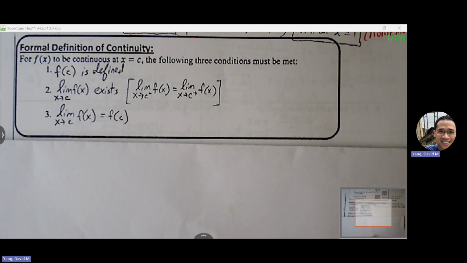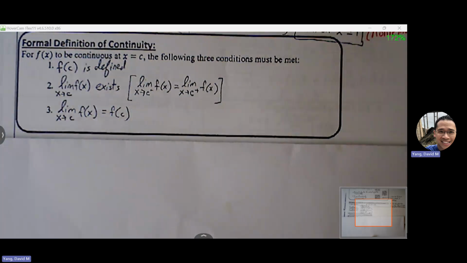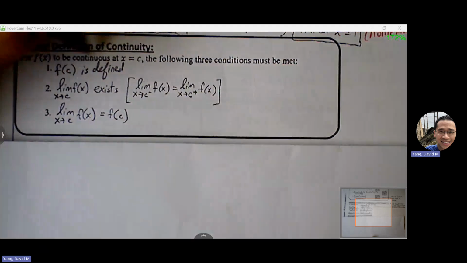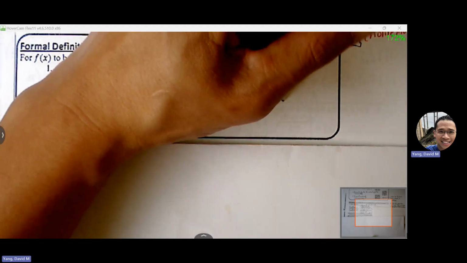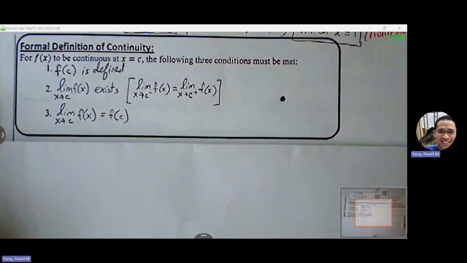The first condition is whatever point we're referring to, and the problem is always going to indicate to you, either directly or indirectly, what point is in question. So you're never going to have to guess what point the problem is asking for. It'll always be directly stated, or there's going to be enough context clues for you to know what that c value is, what that point is. So f of c has to be defined, right? That point that we're talking about, first of all, has to be defined.